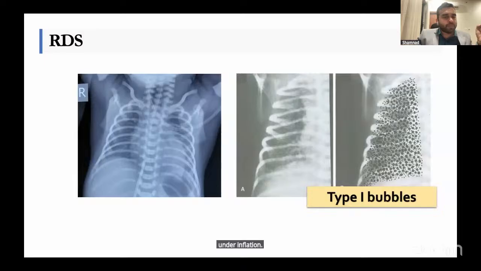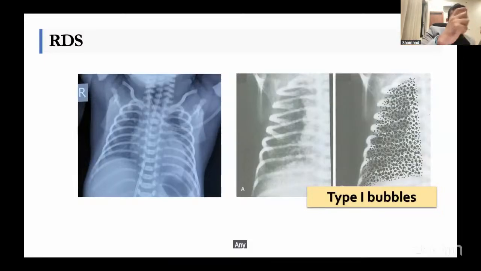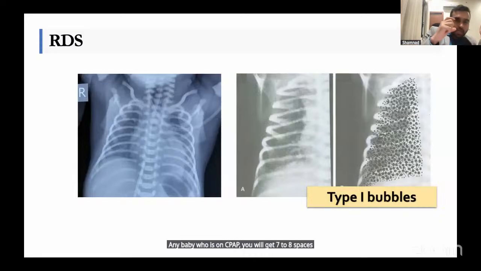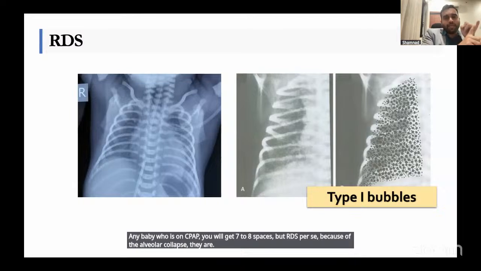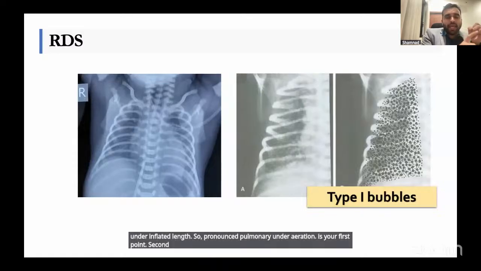Now, you may say that once you put on CPAP, the finding may vary. Any baby who is on CPAP, you will get 7 to 8 spaces. But RDS per se, because of the alveolar collapse, they are under inflated lungs. So, pronounced pulmonary under aeration is your first point. Second point, you see air bronchogram.